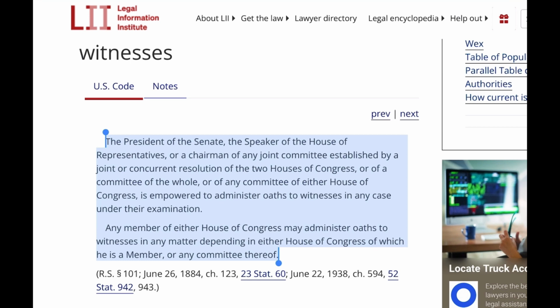case under their examination. Any member of either House of Congress may administer oaths to witnesses in any matter depending in either House of Congress of which he is a member, or any committee thereof.